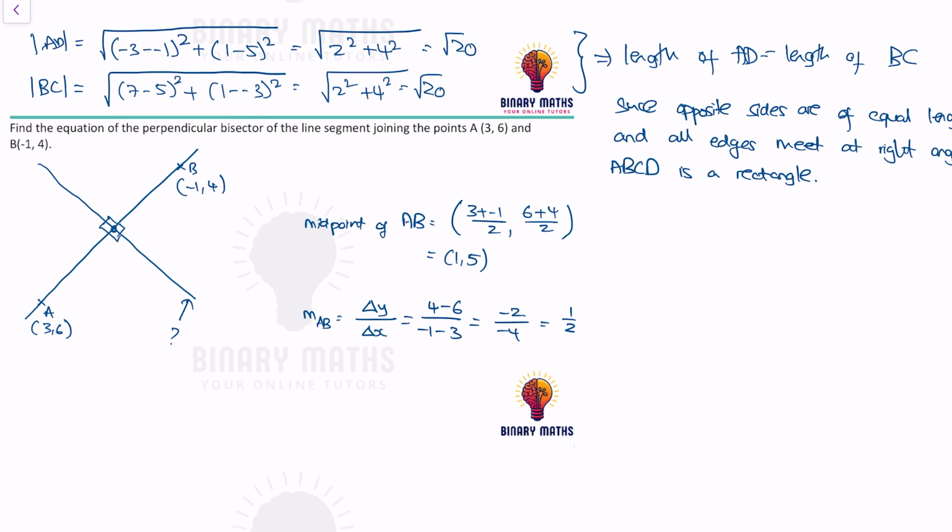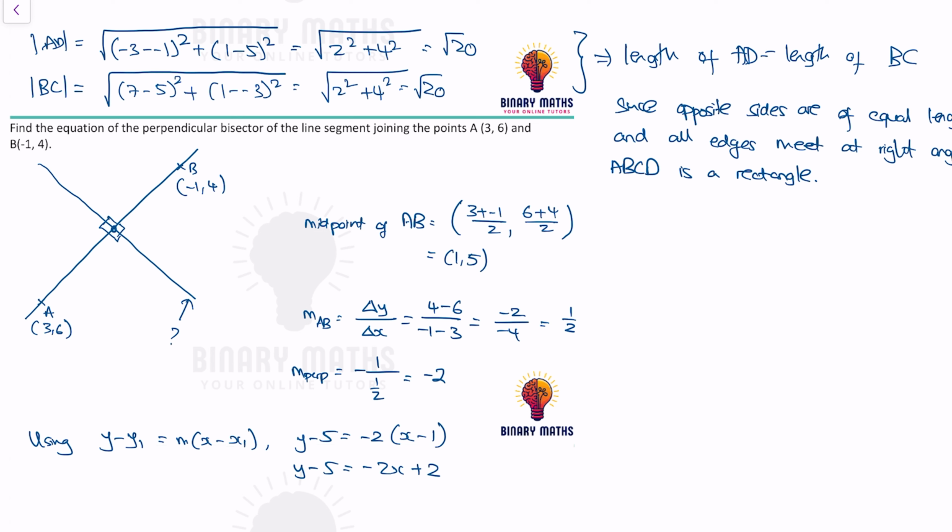Now, using y minus y1 is equal to m times x minus x1, so the more useful formula for equation of a straight line, then I have y minus 5 is equal to -2 times x minus 1. Okay, if I expand this, I get y minus 5 is equal to -2x plus 2. If I take everything to one side, the left-hand side, I get 2x plus y minus 7 equals 0. And that will be my solution.